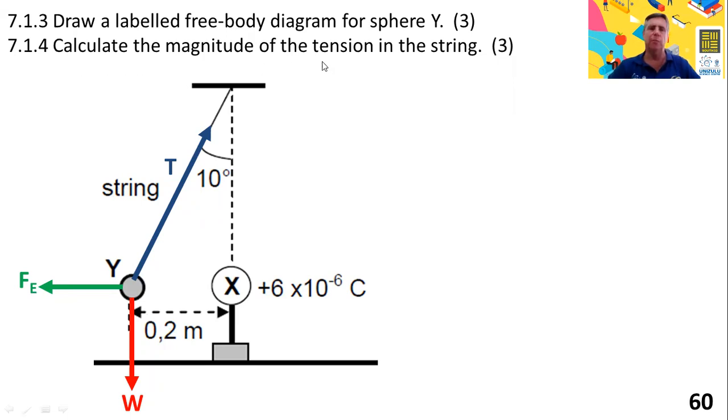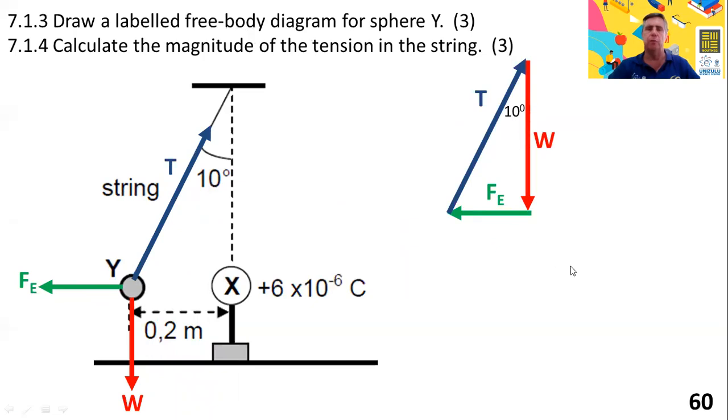7.1.4, calculate the magnitude of the tension in the string. We need to take that free body diagram and convert it to a triangle of forces. Now, if that confuses you, look at this carefully. In the free body diagram, all of the arrows have their tails together, and their tails are attached to the body, to Y. When we do the triangle of forces, we add the arrows head to tail. We add them one after another in succession, and we get a closed triangle, which indicates that there's no resultant force acting on body Y.